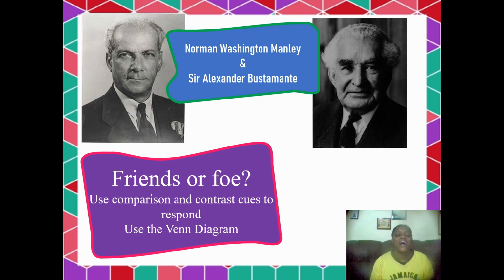So as it is now, we are going to be looking at it. You will be using the Venn diagram to speak about this. You're going to be talking about whether they were friends or foe, or whether they could be both friends and foe at the same time. Norman Washington Manley and Sir Alexander Bustamante.